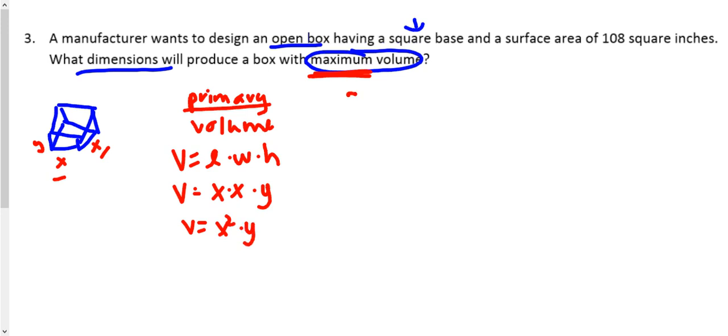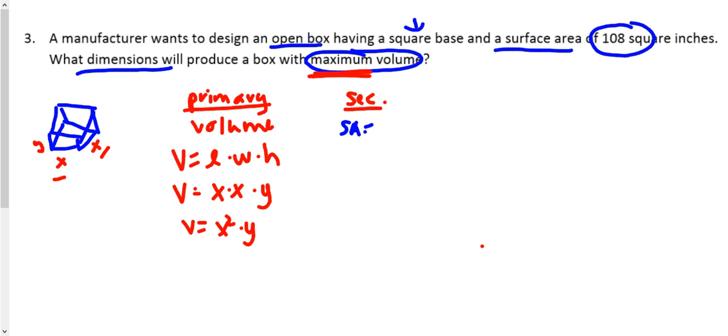So our secondary equation is what constrains, what limits our possibilities, because we can't just think of all of the numbers on the earth. Because if it was the biggest one, we could just make it as big as possible. But what it says is the surface area is 108 square inches. So we need an equation for the surface area.